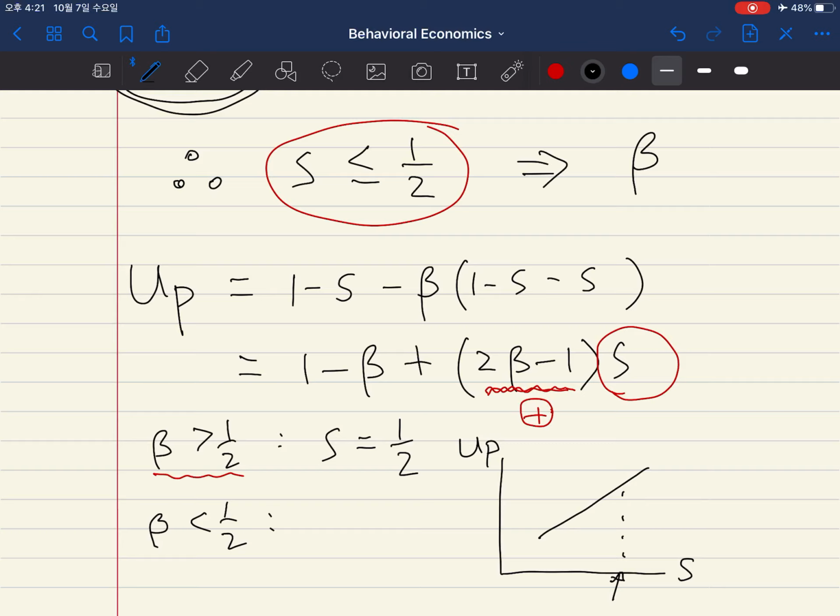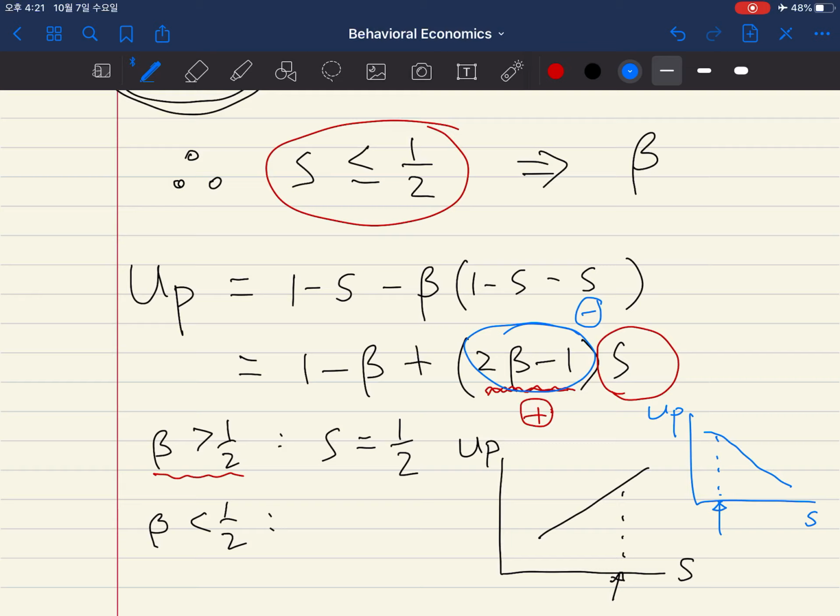If beta is less than half, then this coefficient over here is negative. So if we draw proposer's utility as a function of s, you can see that this utility function is a straight line with a negative slope. So in this case, to maximize his utility, proposer is gonna try to give the lowest possible share s to responder.